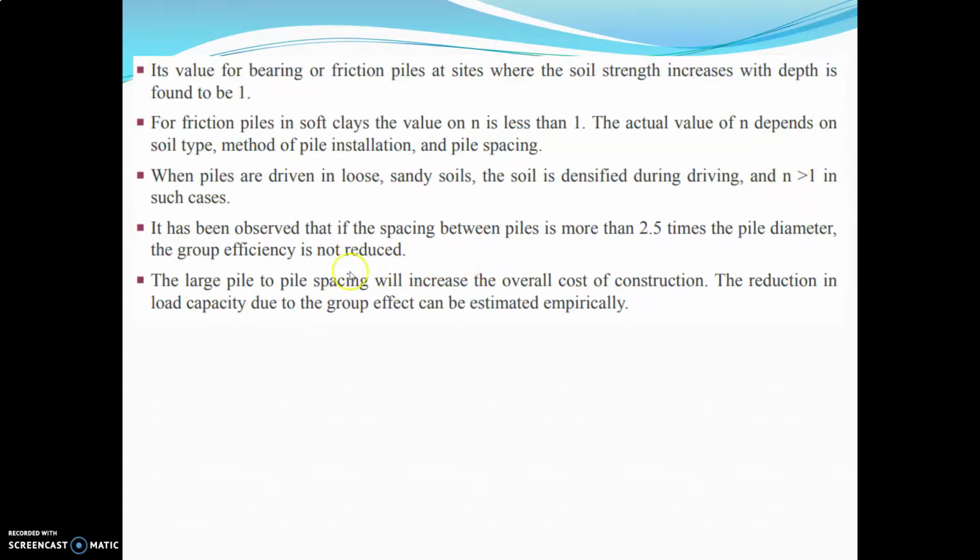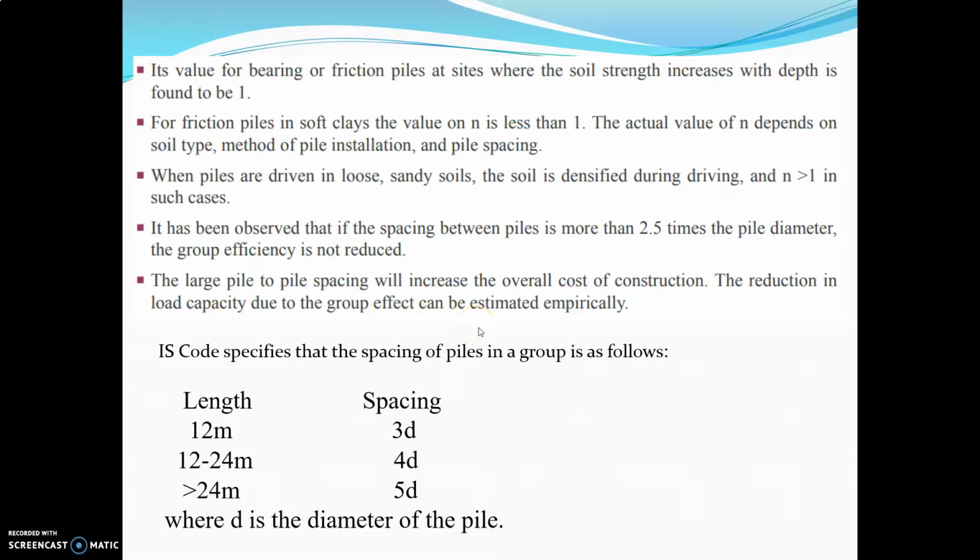in such cases. It has been observed that if the spacing between piles is more than 2.5 times the pile diameter, the group efficiency is not reduced. The large pile to pile spacing will increase the overall cost of the construction. The reduction in load capacity due to group effect can be estimated empirically.